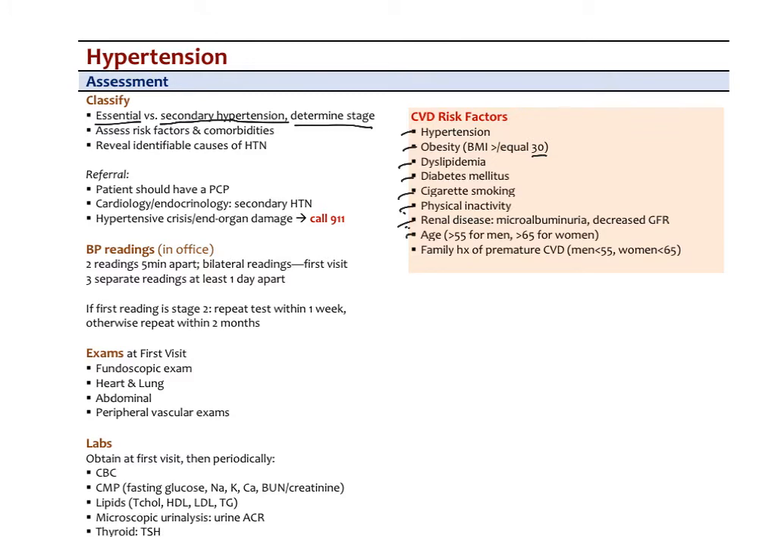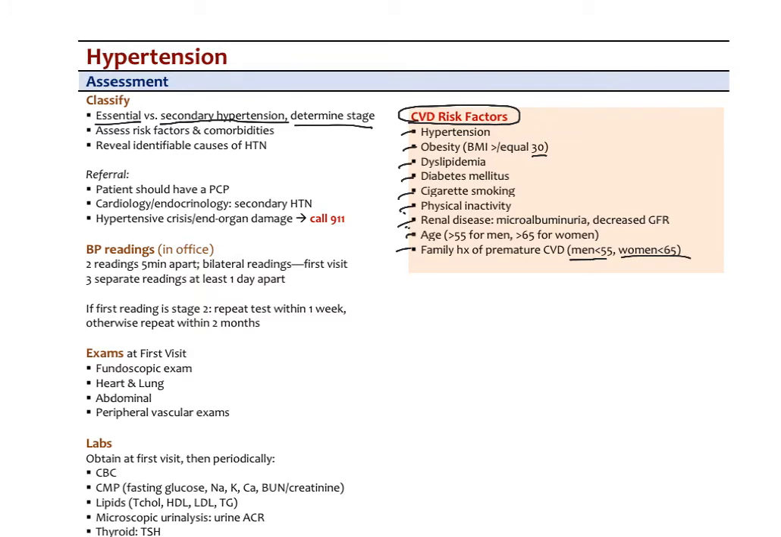Increased age, so over 55 for men, over 65 for females. And then a family history of premature cardiovascular disease. And we already talked about that. That's where if your father had an MI or a cardiovascular event before 55 and your mother before 65. So if a patient has any of these in their history, these would all be increased risk factors.